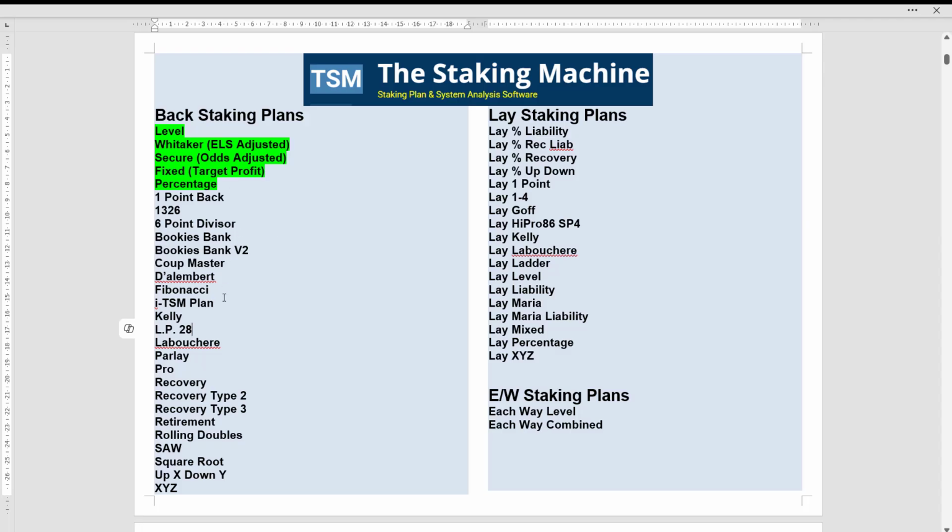So with the staking machine, you can apply all these different staking plans, and if you have lay system data, you can apply the lay staking plans. They are going to add Whitaker lay staking over the next few weeks, possibly next month. At the moment, just the back version is in there.